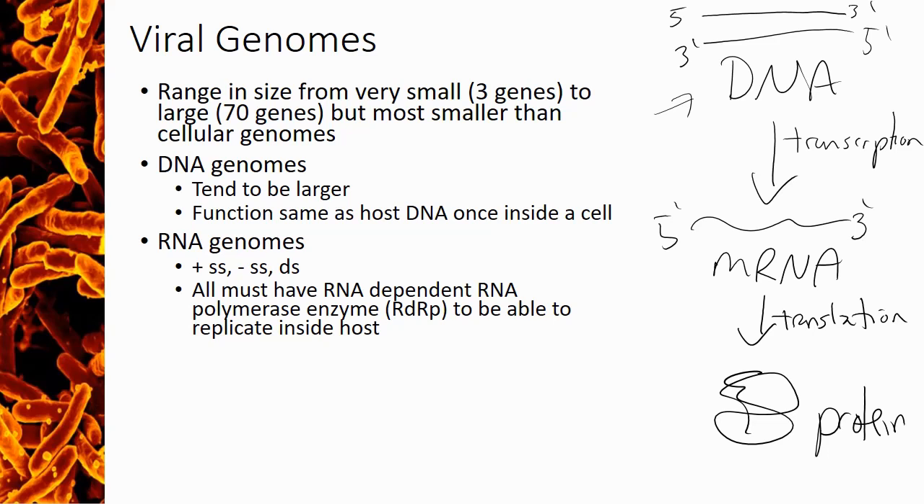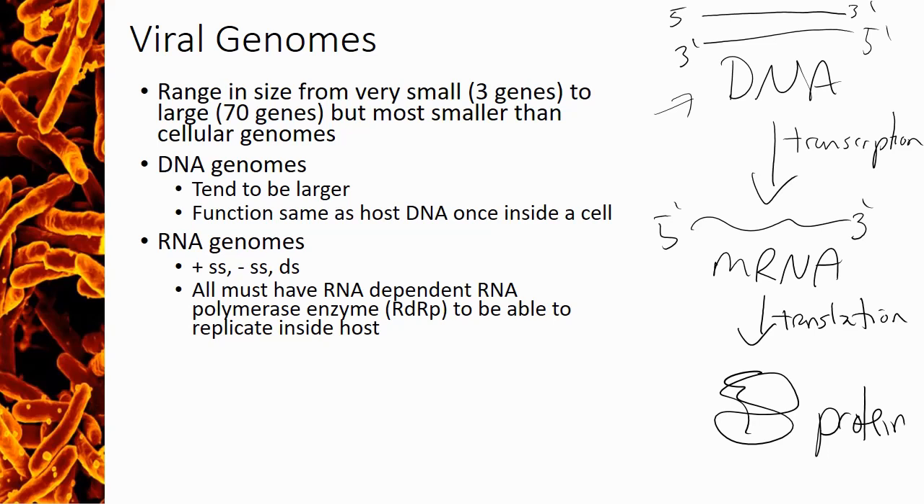Their genome is made of DNA, so the cell knows what to do with that. The viral DNA will typically enter the nucleus of a eukaryotic cell, where it will be transcribed instead of the cell's own DNA, and then the produced messenger RNA will be translated in the cytoplasm by the ribosomes. In bacterial cells, this is even simpler because there's no nucleus to enter first.